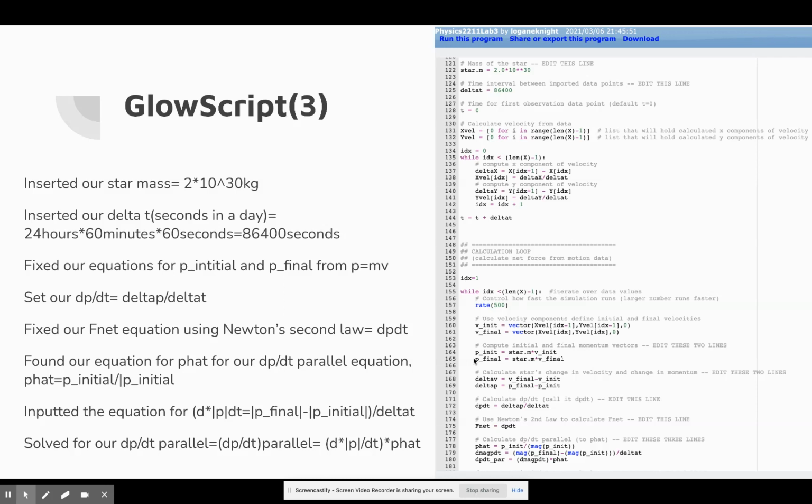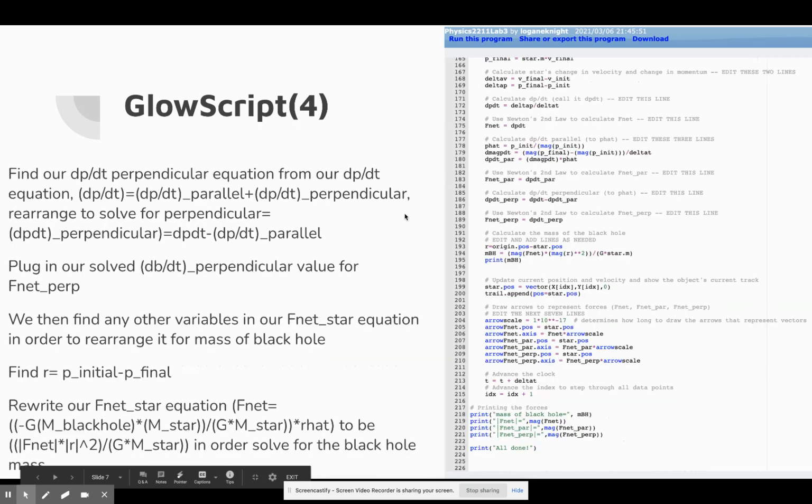And then down here we start to input our different equations. We got our P initial, P final, which we then use for our delta V and delta P equations down here. And then from our delta V and delta P, we're able to get that dP over dt, which we can then set equal to F net. And then as we continue down, we're kind of going down this line solving for the different variables needed for the next line of code. So we then need to calculate our dP over dt parallel to get that parallel directional F net. And so this next part, we're then setting our F net parallel equal to dP dt parallel. And we can do the same thing for perpendicular down here once solving using our dP dt parallel. So then we are able to use all these different values that we got to get our F net here to solve for our mass of the black hole.